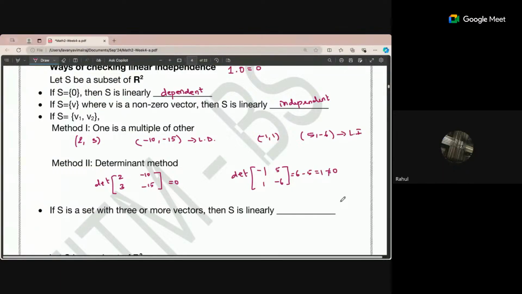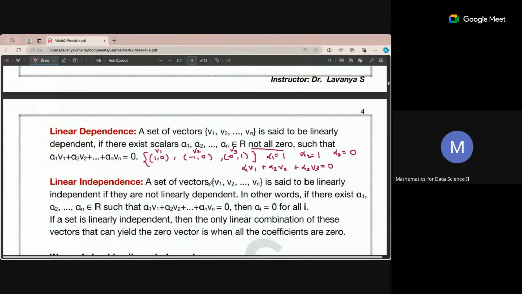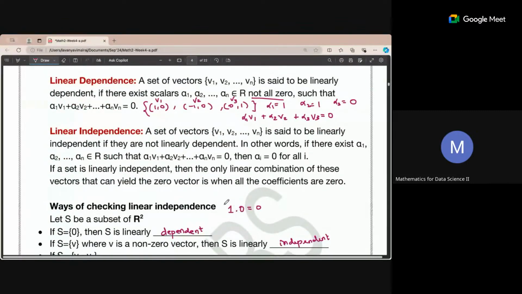Can't I claim 0 times 0 is also 0? Yes, that is also possible. But the condition here is that there exists some non-zero value. If you are able to find some non-zero value, then automatically it is dependent. Obviously, if you put all zeros, this expression is going to be 0. That is not the priority here. The priority here is to find non-zero values, if they exist.